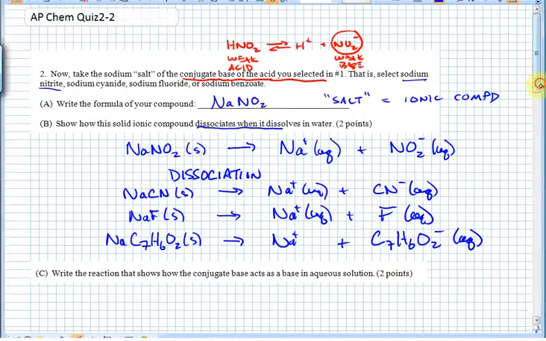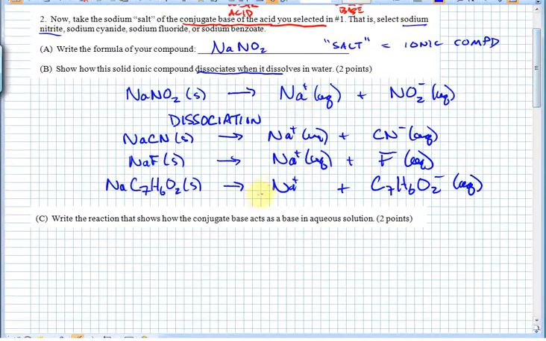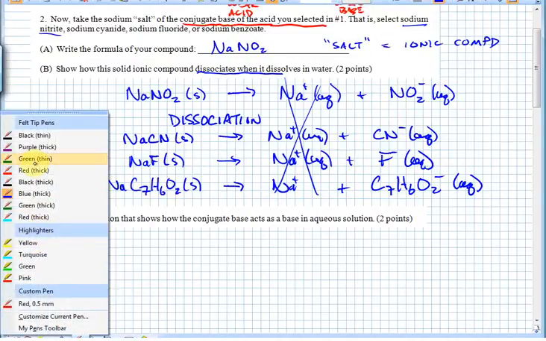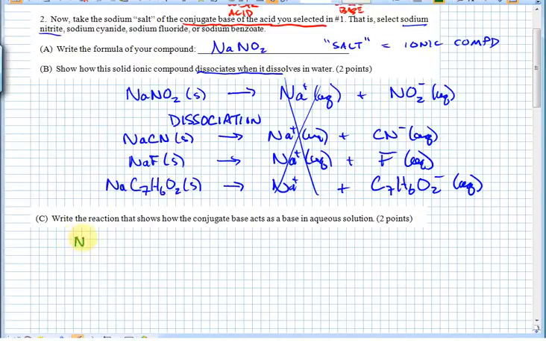Now, sodium ion, spectator, no chemistry there. Always view sodium ion as a spectator. The key to these is the anion. All of these anions, because they are conjugate bases of weak acids, are weak bases. Remember, anion means negative ion. So continuing with nitrite, let's change color. Let's go to green. Nitrite, show it acting as a base.